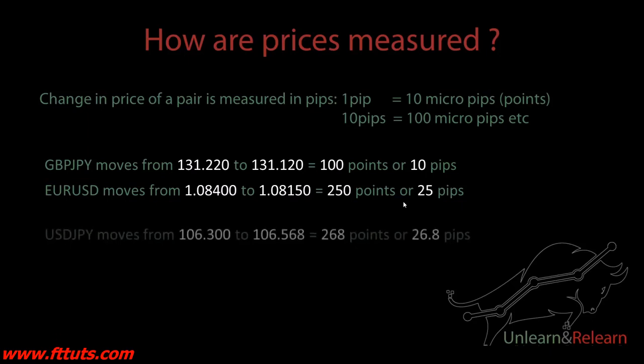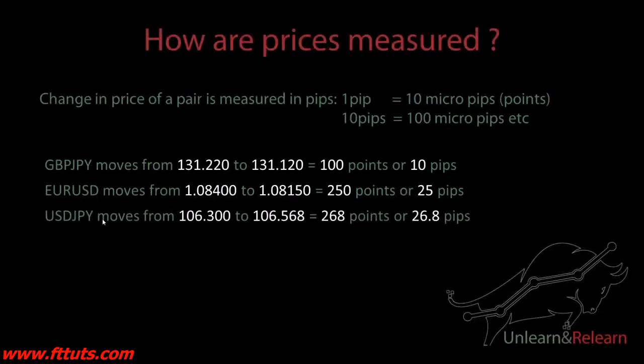25 pips. In the same way, with USD/JPY, let's say price was at 106,300 and someone, let's say Hashir, had a buy order at 106,300 and price moved to 106,568. When you subtract these two prices, you get 268 points or 268 micropips, which is 26.8 pips. We're always measuring price in terms of pips, because when we calculate pips in lots, we get our dollar outcome, which we'll talk about later on.